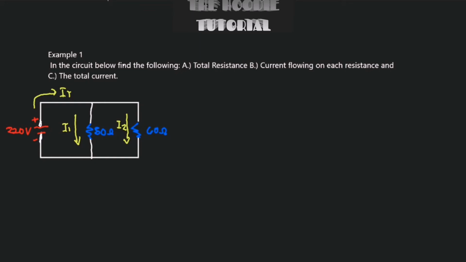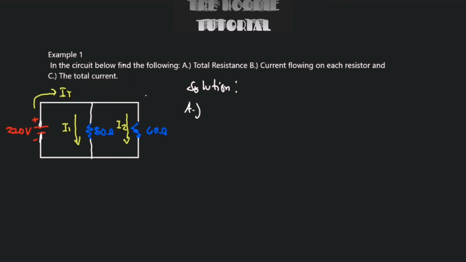In the circuit below, find the following. A. Total resistance. B. Current flowing on its resistor. And then C. The total current. So okay, let's answer example number 1. The first thing that we need to find is the total resistance. So let's just write solution right there, and then put letter A right here.